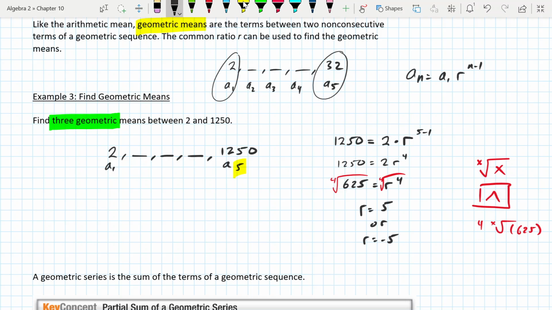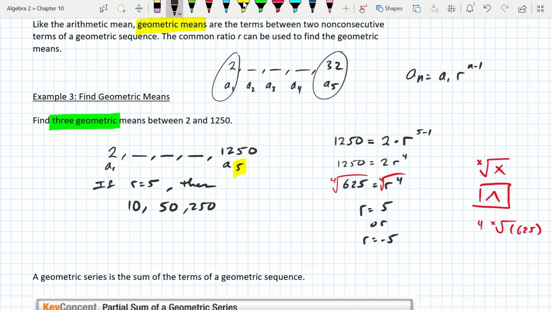So there's two possible sets of geometric means. If it's positive 5, so if r equals 5, then all I have to do is 2 times 5, and I get 10. Times 5, and I get 50. Times 5, and I get 250.